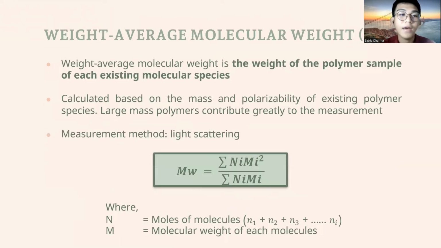Next, weight average molecular weight. Weight average molecular weight is the weight of the polymer sample of its existing molecular species, calculated based on the mass and polarizability of existing polymer species. Large mass polymers contribute greatly to the measurement. The measurement method is light scattering. This is the weight average molecular weight formula.